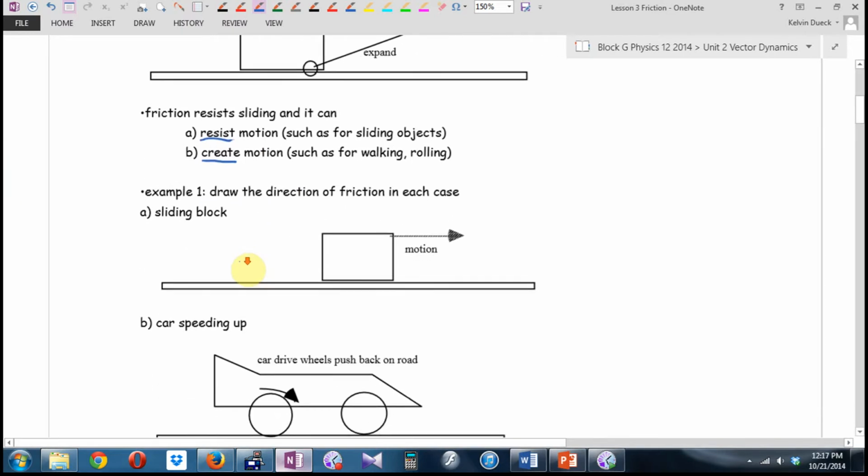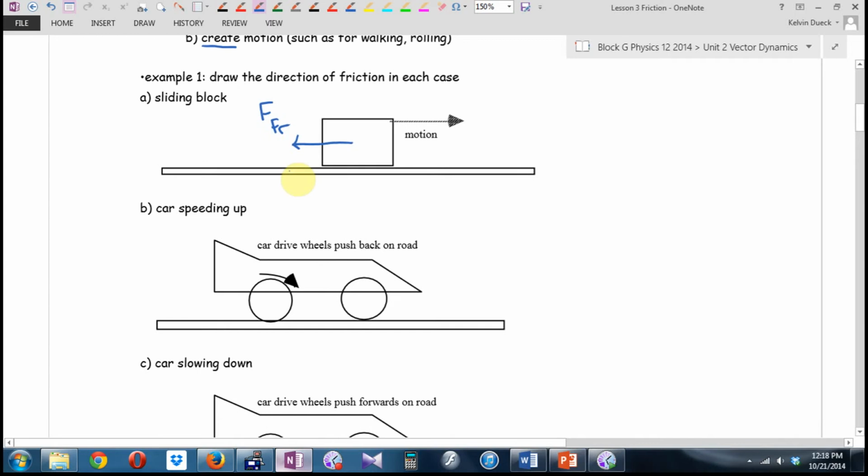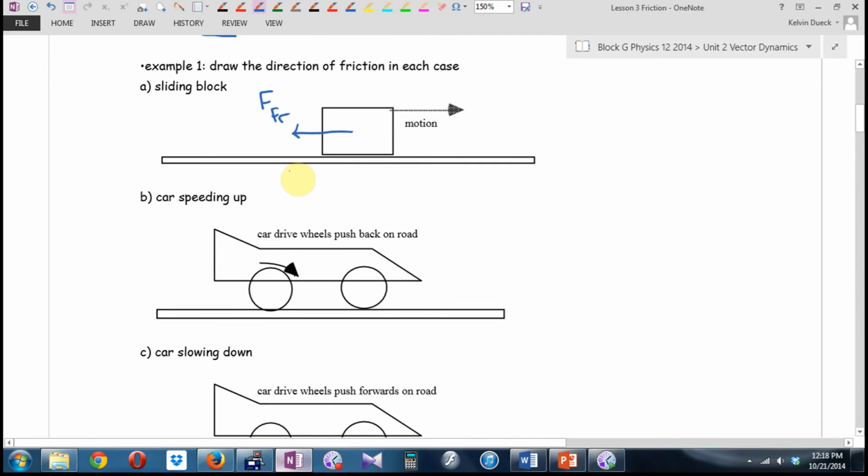Example 1, I wrote here, draw the direction of friction in each case. Okay, if the motion of the block is to the right, what direction is friction? So we would add a little, and my abbreviation for friction is FFR. FFR. B, a car speeding up.